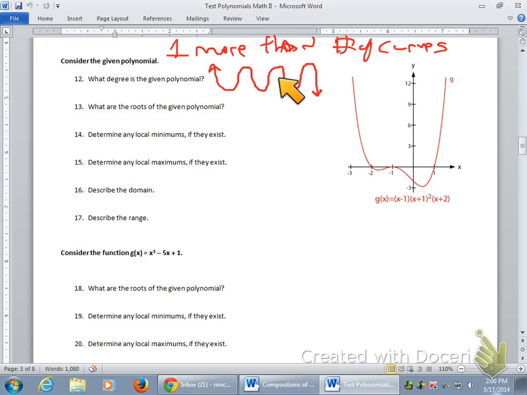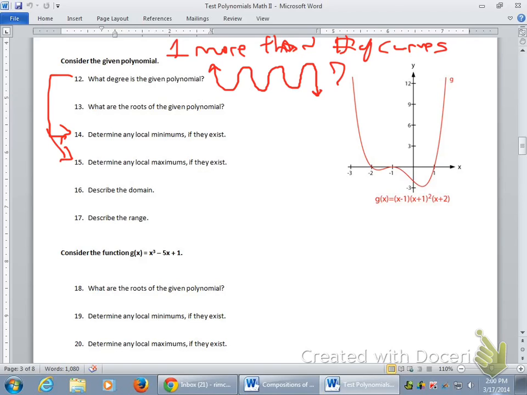The one that I just made up. This would be a degree 7 because it curves 6 times. So you have to read this graph and count the curves. Okay? With the same thing, think about that as far as 14 and 15 go.